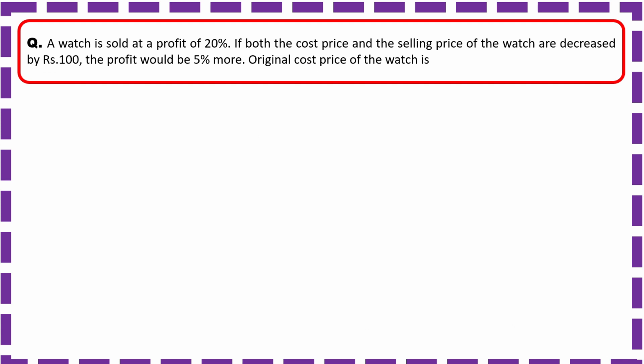A watch is sold at a profit of 20%. If both the cost price and the selling price of the watch are decreased by rupees 100, the profit would be 5% more. So the original cost price of the watch is.